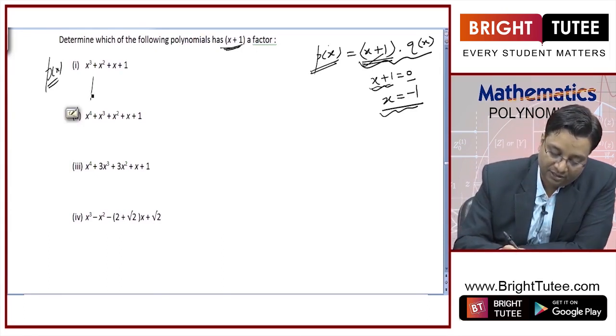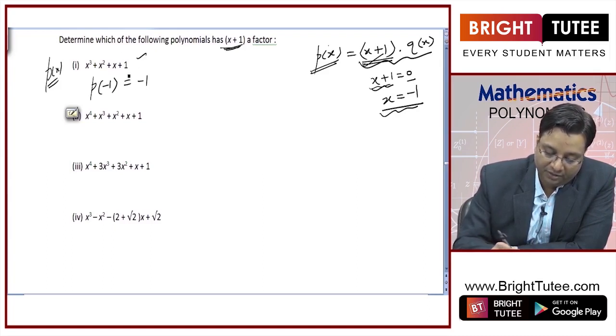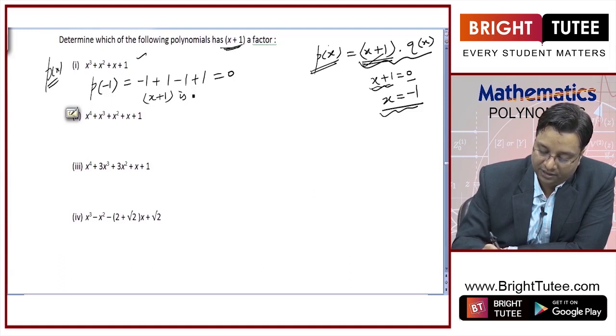So let us look at p of negative 1 in this. It will give you minus 1 cubed, that is minus 1, plus 1, minus 1, plus 1. So it is equal to 0. Hence x plus 1 is a factor.